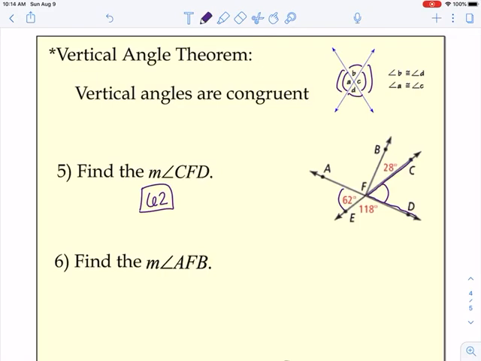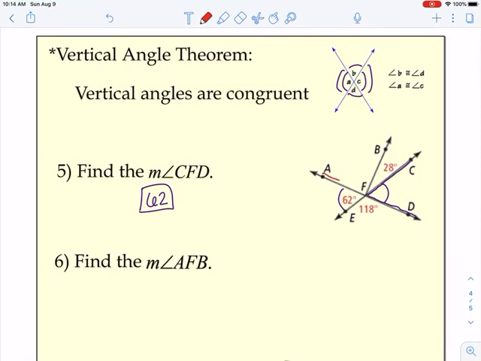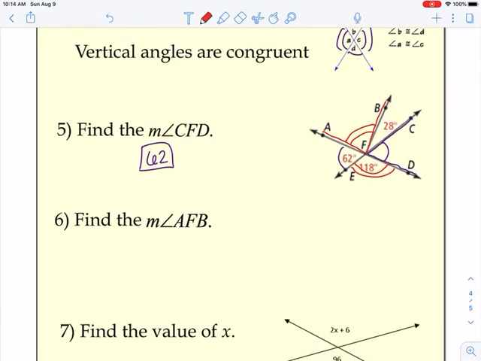Find the measure of angle AFB. Let me change my colors of my pen here. AFB is this angle right here. And that angle is vertical with the one that is 118 degrees. So angle AFB, sorry, trying to write and do this at the same time. That's not vertical with this one right there. It's vertical with this entire angle right here. I apologize. Okay, so it's vertical to that entire angle right there.